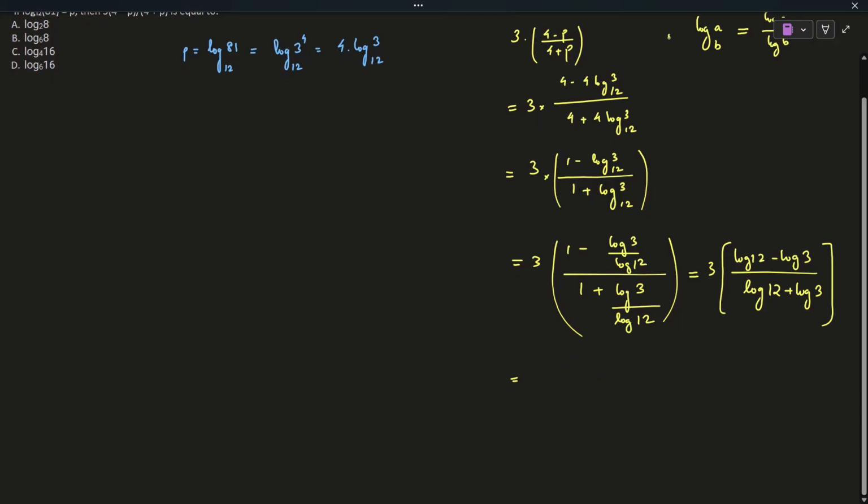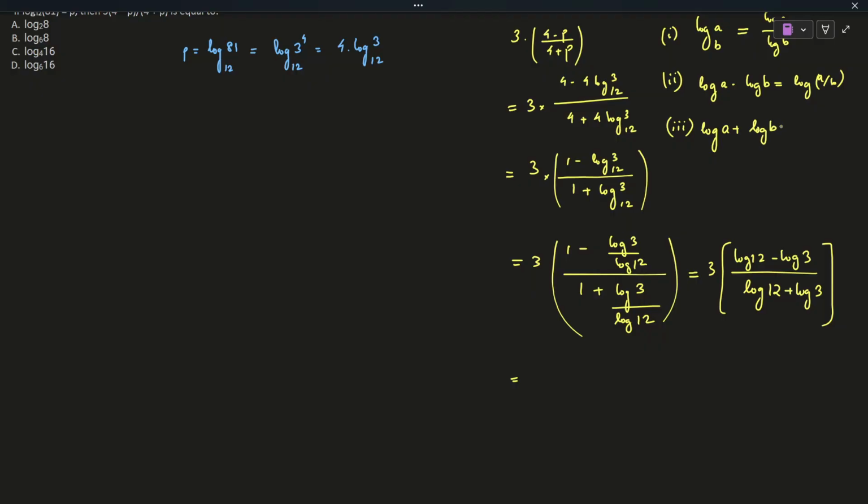From here I will use another property. This is the first property that I have written. Second property: log a minus log b is equal to log a by b. And third property: log a plus log b is equal to log of a times b. So this will become 12 by 3, which is 4, so log 4. And 12 into 3 is 36.